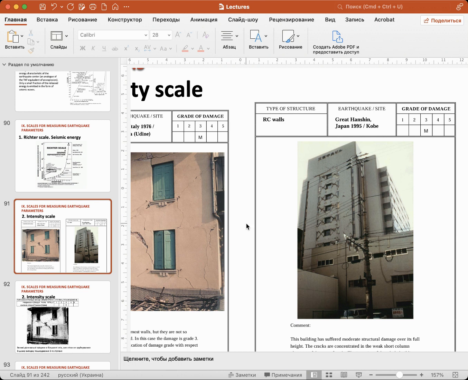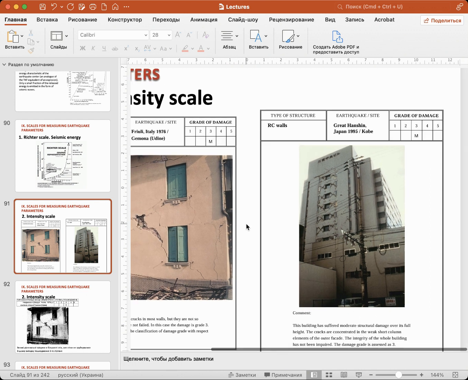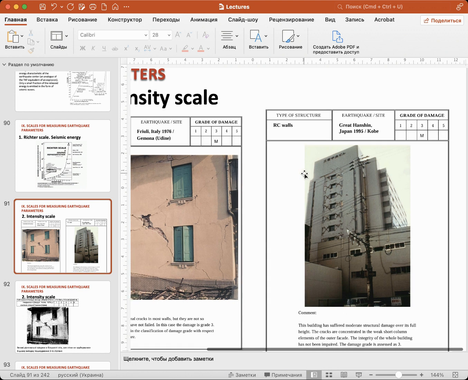And I want you to tell me how you think: was this earthquake more intense, or was this earthquake more intense? Which was the strongest?